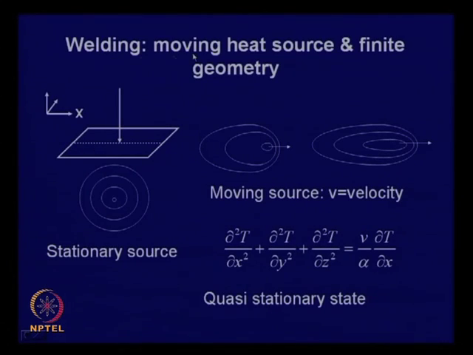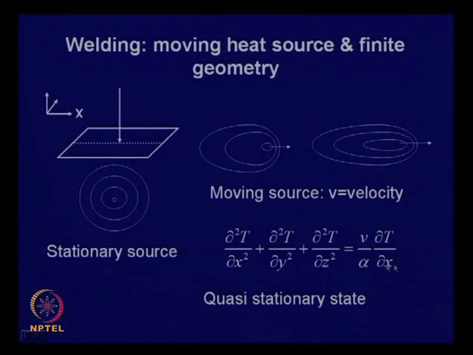Now, in welding the source does not remain stationary, it moves. If the source is stationary, suppose on this surface we have suddenly raised the temperature. Thereafter, by applying the same logic, if we plot the temperature contour on the surface, it will be a set of concentric circles, and the center of these circles is the stationary heat source. Now, suppose we continue to move it. Then this will get distorted, something like this.